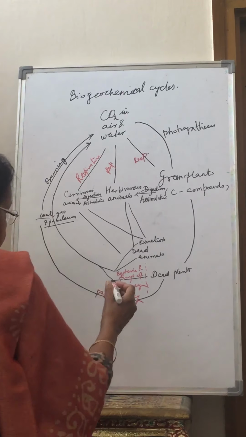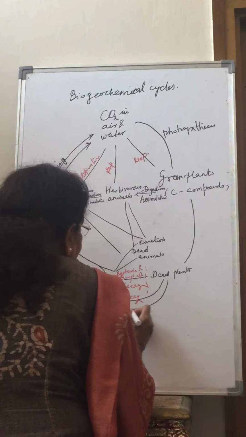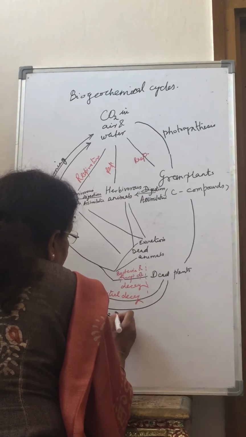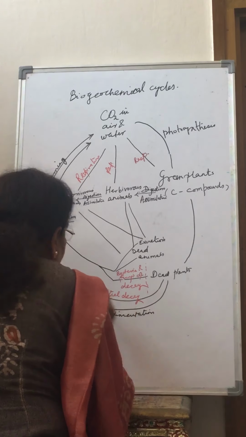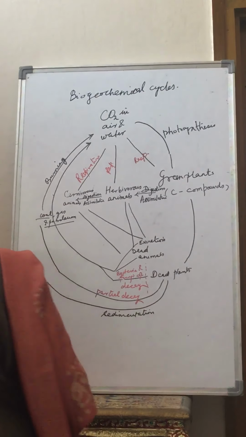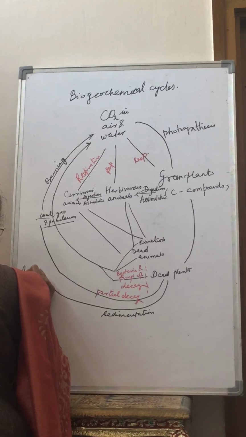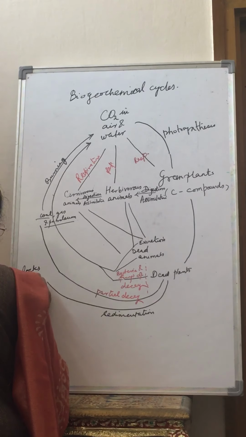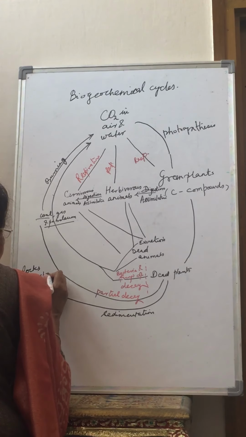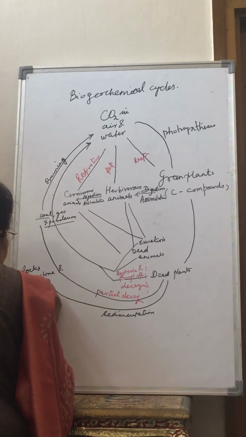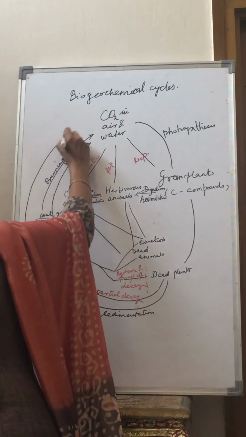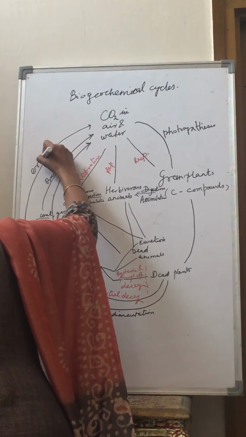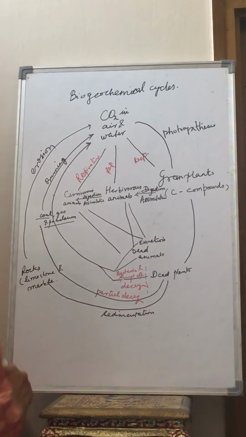Again, by the process of sedimentation, the plants form rocks in the form of limestone and marble, and whenever there is erosion of these rocks, the carbon dioxide is released back into the atmosphere.